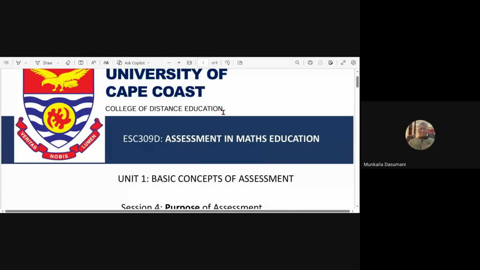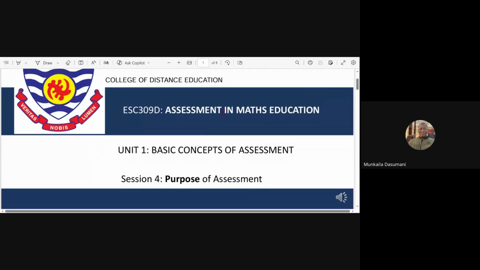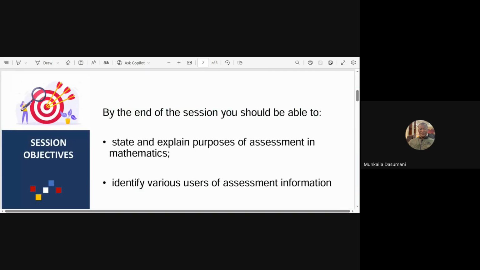Okay, section 4. We want to look at the purpose of assessment. After the purpose, I will allow you to teach it. By the end of this section, remember we've talked about assessment, measurement, and evaluation. Now, why do you even conduct assessment at all? By the end of this section, you should be able to state and explain the purposes of assessment in mathematics. And when you know the purpose, we should also know who the users of the assessment you have conducted are.